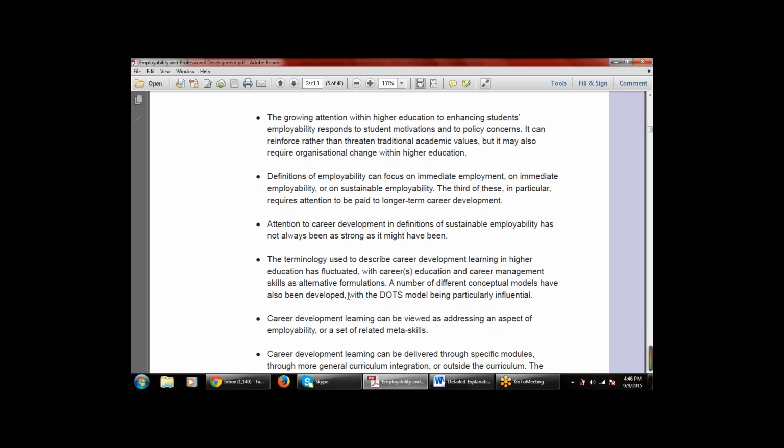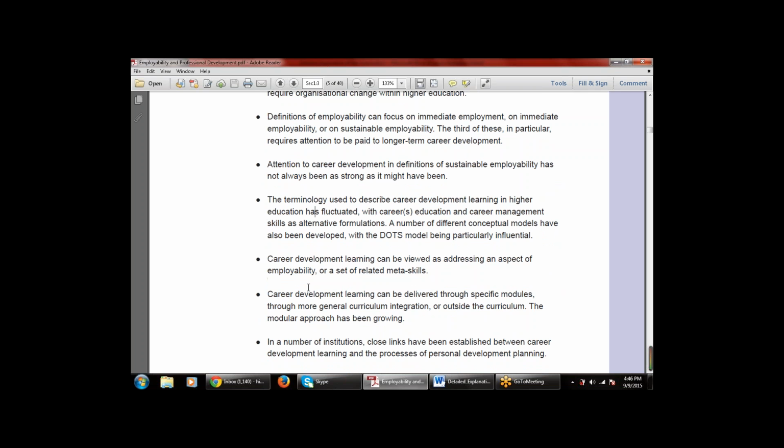The next point is that career development learning can be viewed as addressing an aspect of employability, or a set of related meta skills. So career development learning can be viewed as a model or tool, or as addressing an aspect of employability. So this is also an aspect of employability, that is career development or a set of related meta skills.